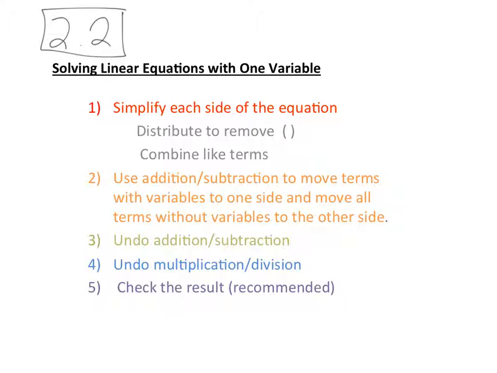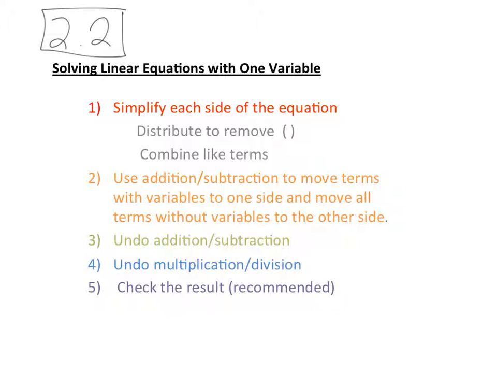So when you're solving a linear equation, the first thing you're going to do is simplify each side of the equation. So you're going to locate that equal sign, and on the left-hand side, you're going to distribute and combine like terms. You're going to do the same types of moves on the right-hand side. You're going to distribute and combine like terms. Once each side is as simple as it can be, you're going to move all terms with variables to one side and all terms without variables to the other side.